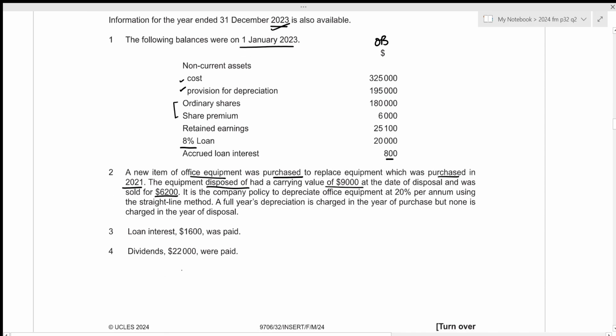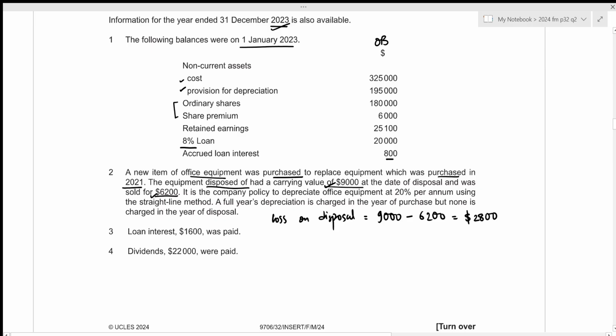Okay, so for this one, I think the first thing we can calculate is whether there was a profit or a loss on disposal because we have the net book value, we have the sales proceeds. In this case, we can clearly see that the sales proceeds is lower than our carrying value, which would result in a loss on disposal. And the value for loss is just going to be the difference between the net book value of 9,000 and the sales proceeds of 6,200, which is 2,800.